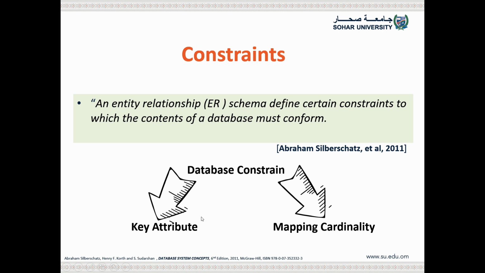So the database constraints specify two constraints. Constraint number one, rule number one, key attribute. And then number two is mapping cardinality.